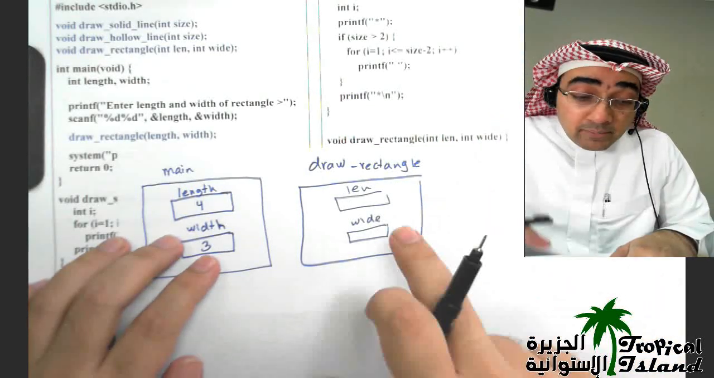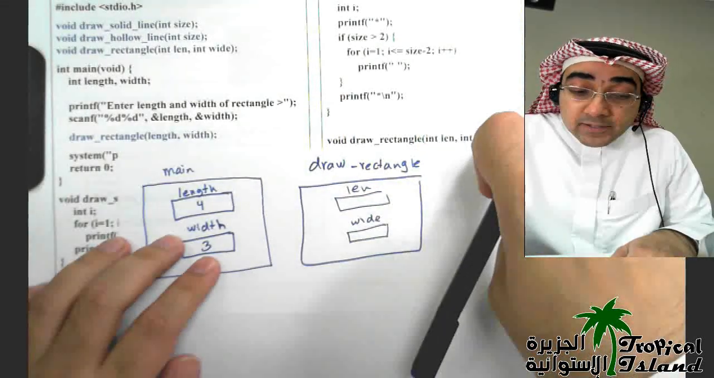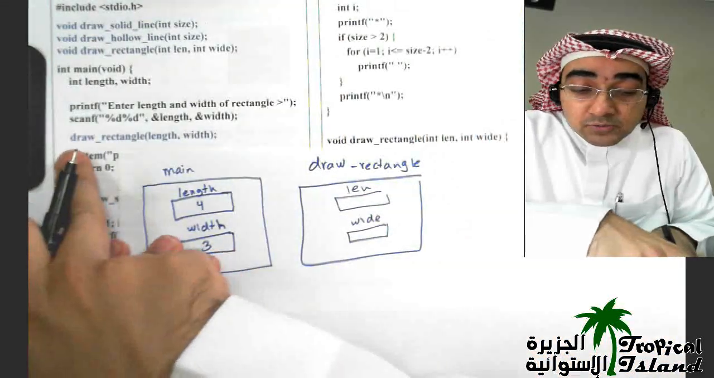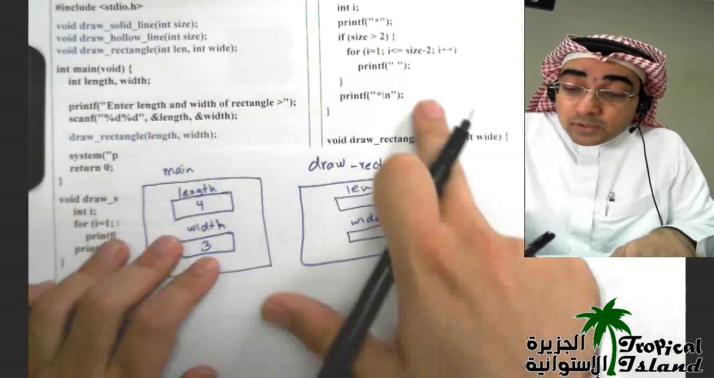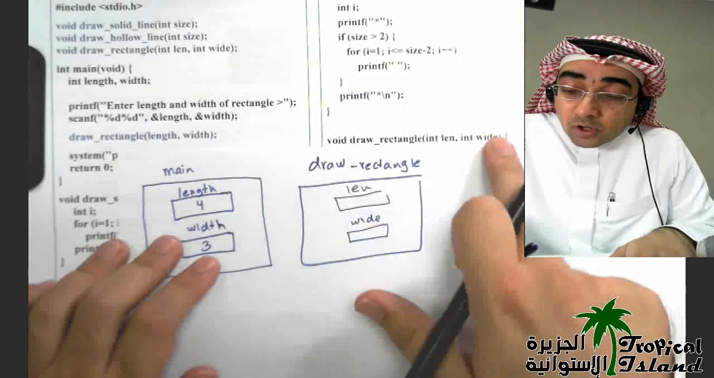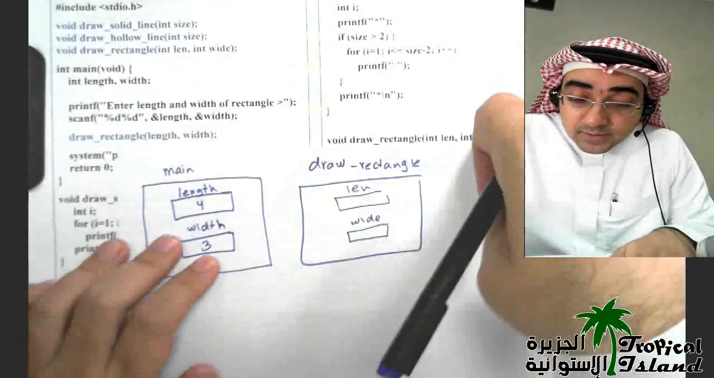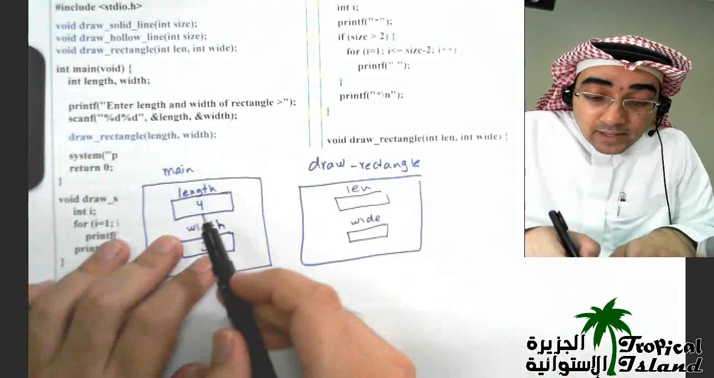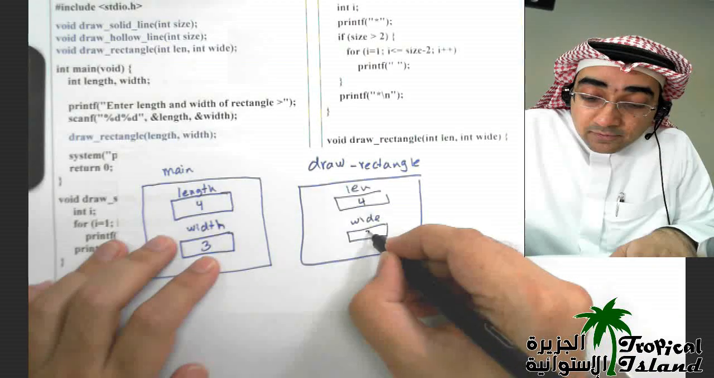Okay, and what am I going to do over here? I'm going to copy in them the values that are passed by the main function. So the main function is calling draw rectangle and giving me the value of length. It will be copied to len, and the value of width will be copied to wide. Okay, so the first one will go to the first one, the second one will go to the second one. So the value of length, which is 4, is going to be copied to len. So I'm going to have 4 in len and 3 in wide.